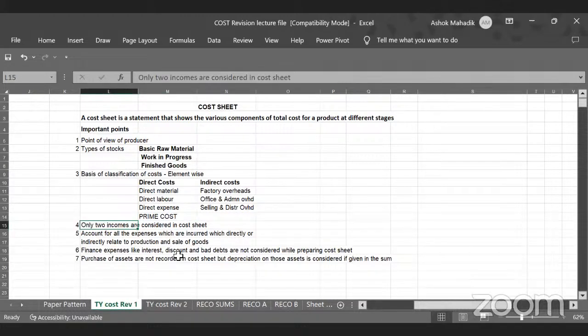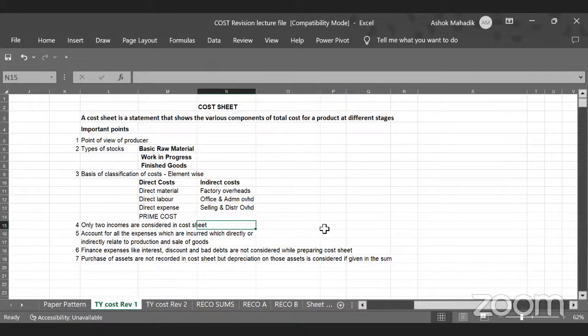In case of cost sheets, we consider only two incomes. Can you tell me or type in the live chat which are those two incomes? Well, there are only two incomes which are considered in a cost sheet. The first one is sale of goods, and the second is sale of scrap. If any other income is there, just ignore it, like rent received, commission received, anything else is to be ignored. Only two incomes are considered in a cost sheet. One is sale of goods, which will be the last item in your cost sheet, and sale of scrap, which is reduced from factory cost.